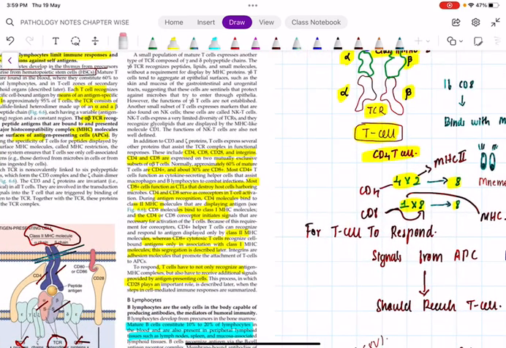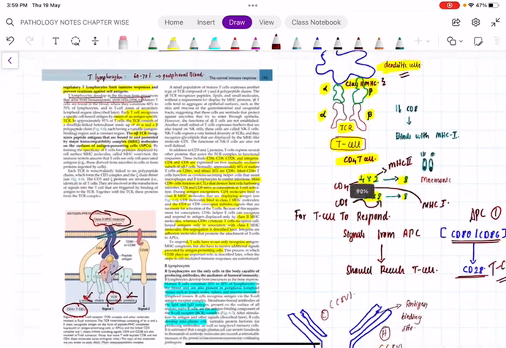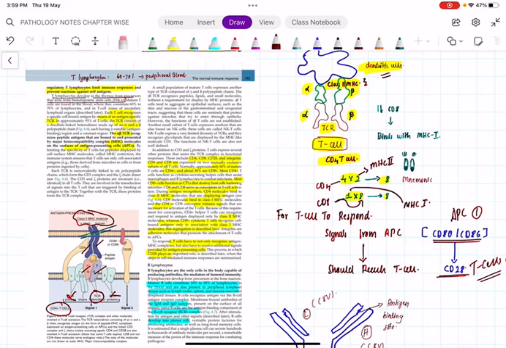And I told you, ego problems are there. So if the T cell has to start the immunity, what will the T cell expect? That the APC should respond. How does the APC respond? Via CD80-86, it will send signals to CD28, which is present on the T cell. CD28 is on T cell, CD80-86 is present on APCs. I am telling repeatedly again and again because it is very important.